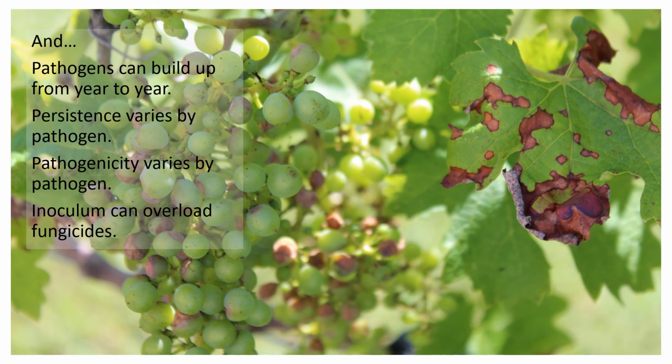Pathogenicity, and that can mean aggressiveness, for example, the amount of spores that will be produced. That all varies by the specific pathogen. So you have to touch on those each individually. And like I said earlier, inoculum can overload fungicides. So the amount of that pathogen in the orchard can be too much for fungicides to be effective. So even if you're using a fungicide regime, consider overwintering, using sanitation, breaking those cycles is critical.